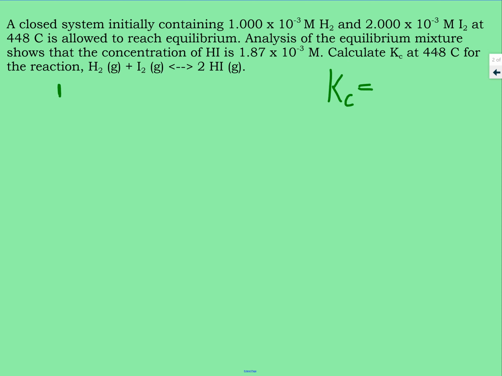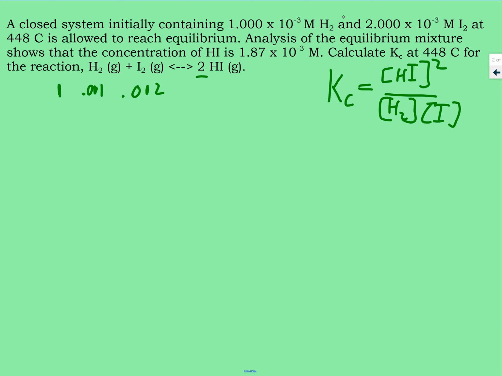At 448 degrees Celsius, that's the temperature for a reaction of H2 plus I2 yields 2HI. So I'm going to go ahead and write my equilibrium expression. HI squared, because there's a 2, over H2 times I2. Products over reactants. They gave us this information. I'm going to write it as 0.001 just so that it fits better on my table. Write this 0.002 because it fits better on the table.